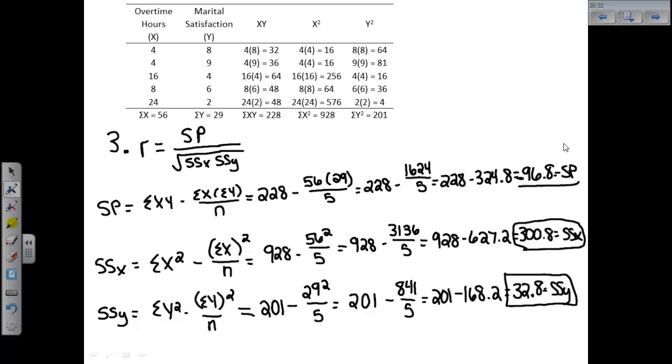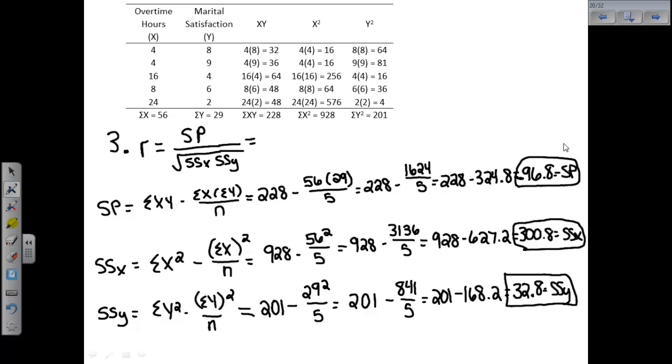Now, one thing I want to mention. Your sum of squares x and sum of squares y will never be negative. There's not going to be negative variability. But your sum of products can be negative. It's all about the covariability. Well, if y tends to decrease as x increases, then you're going to have a negative sum of products. So the negative or positive sign of your correlation is really driven by the covariability or the sum of products.